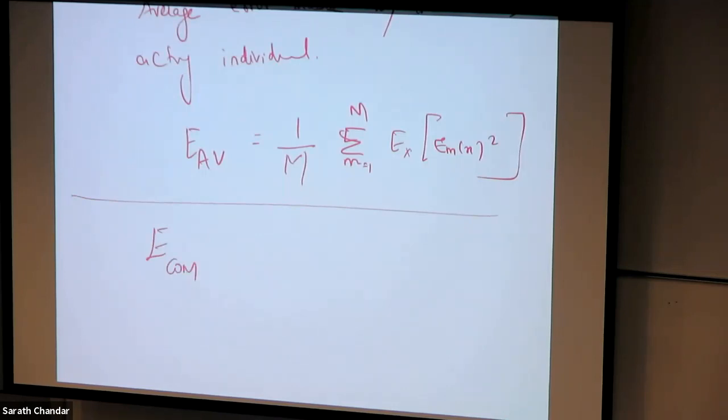Now we can compare this with the error by the committee. The error by the committee is given by the expected value of (the committee's prediction minus h of x) squared, where the committee's prediction is 1 over M, summation m equals 1 to capital M of y_m of x, minus h of x, the whole squared.